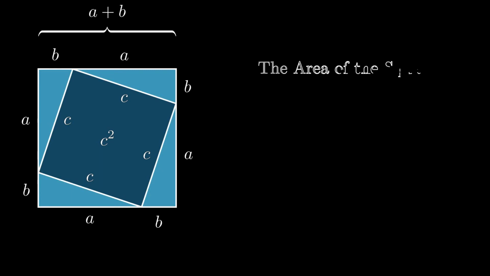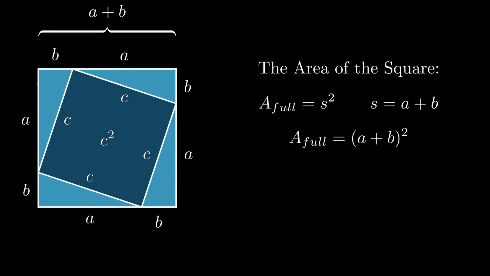We know the area of the full square is the square of its side length, but we don't have a number for its side length. So we should just use the sum of a and b as a full side. So to calculate the area, we get these two equations and we substitute a plus b for s. Once we do this, we will get A sub full equals a plus b squared.